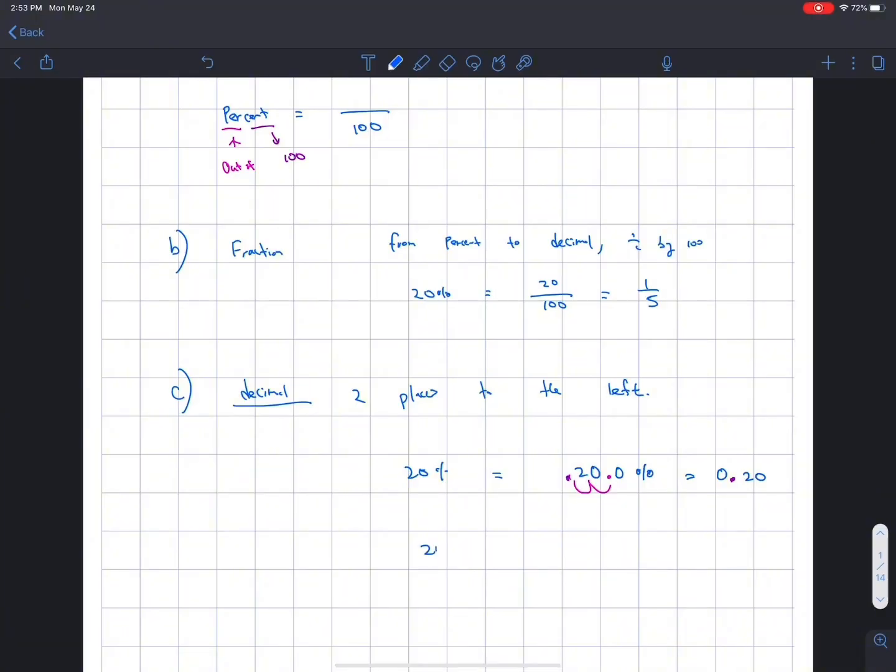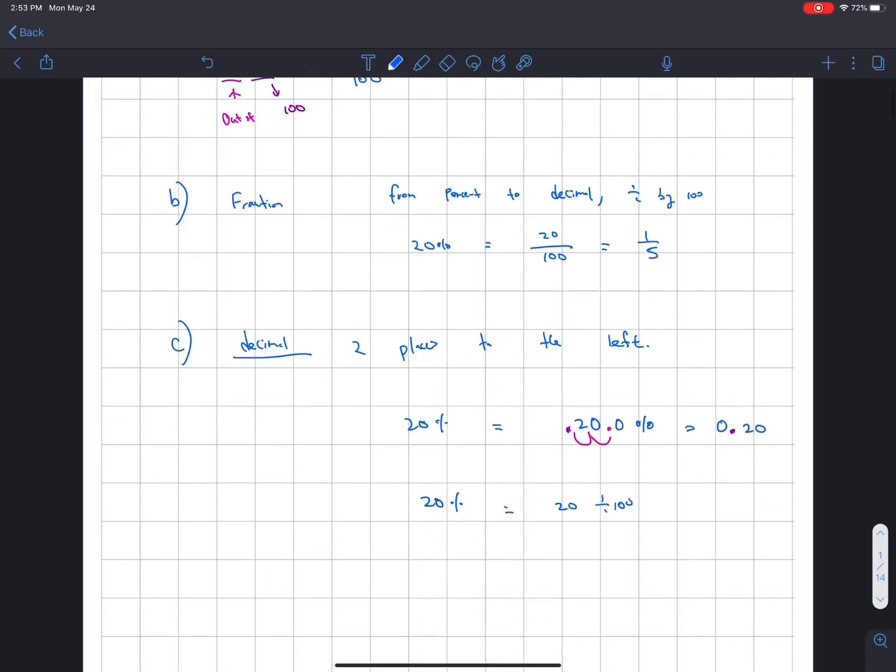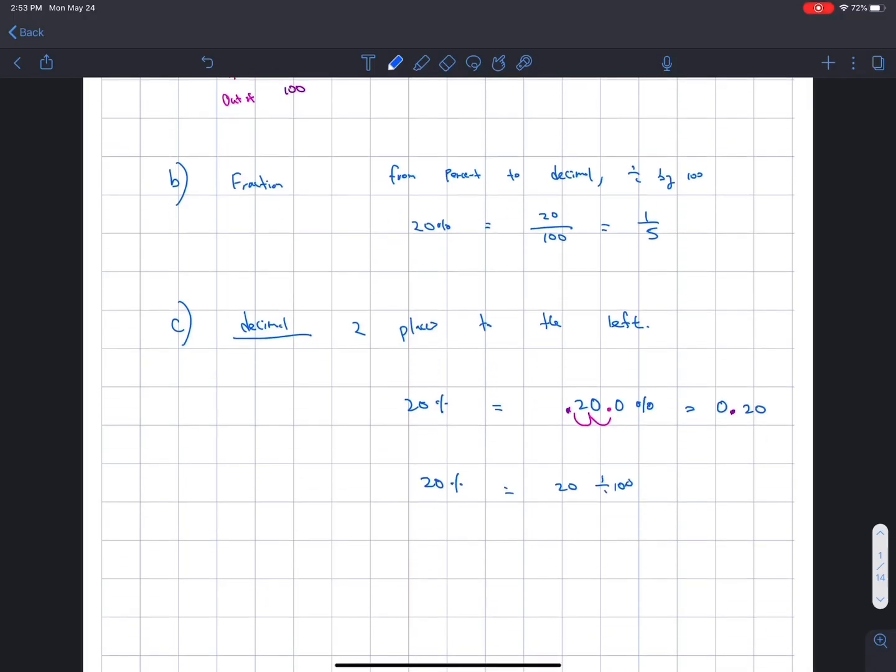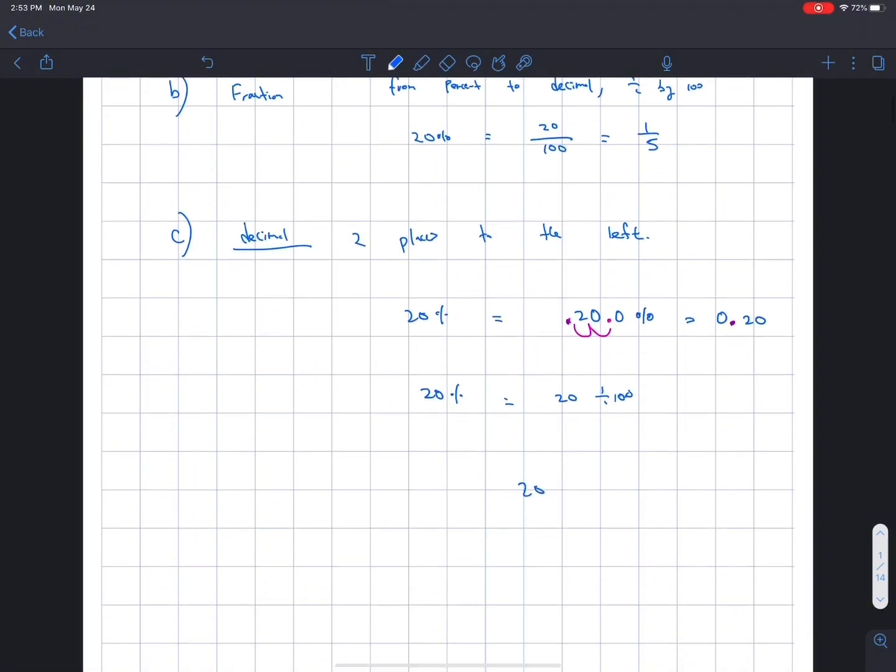The reason why it works is because 20% is really just 20 divided by 100. And if you divide anything by 100, you will move the decimal point to the left. If we prove this by doing a long division, 100 goes into 20 0 times, so I need to add a 0.0, and then we line up the decimal point. 100 times 2 is 200. Right? So it will just be 0.2, because 0.20 is the same as 0.2.